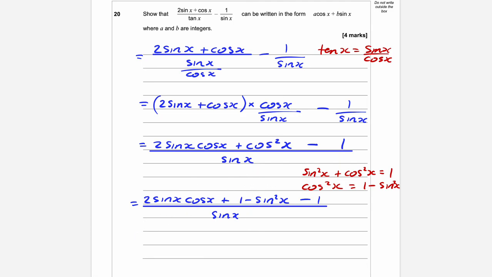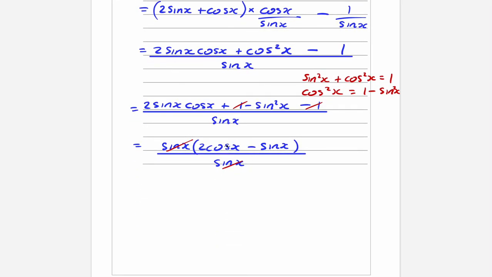So 1's are gone. That's nice. Gone, gone. And I'm going to factorize out a sine here. So I have sine x into 2 cos x minus 1 sine x, so just minus sine x. And this is all over sine x. These two cancel, and I'm left with 2 cos x minus sine x, which is basically what they wanted. A is going to be 2 and b is negative 1, but that is correct. Okay, so this is equal to 2 cos x minus sine x.